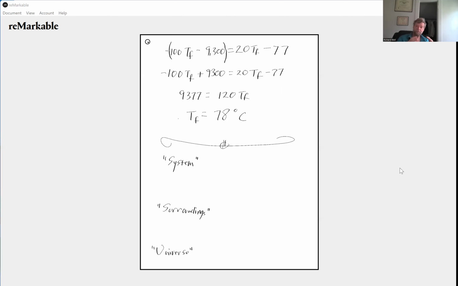So a system is a region of space in which we're interested. It's just a region of space of interest. It can have multiple components. In our previous example, our system was the teacup and the aluminum. Okay, that was our system. That was what we were interested in. It's a region of space of interest.